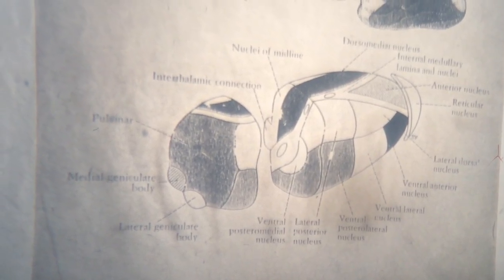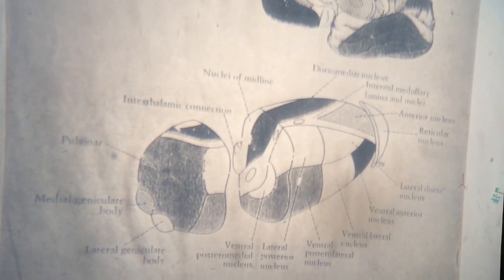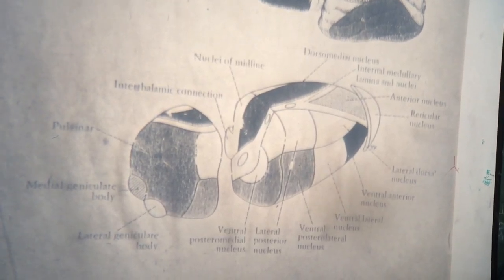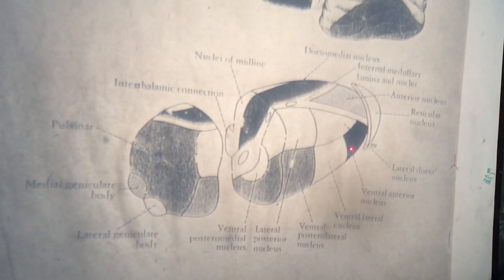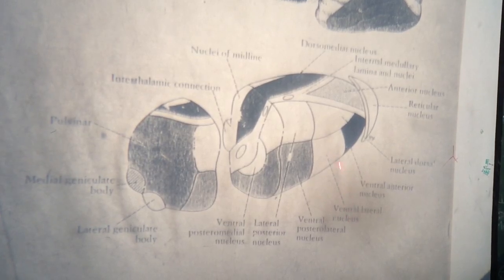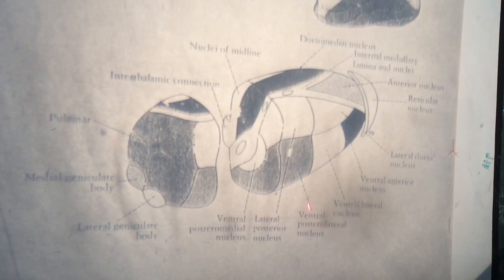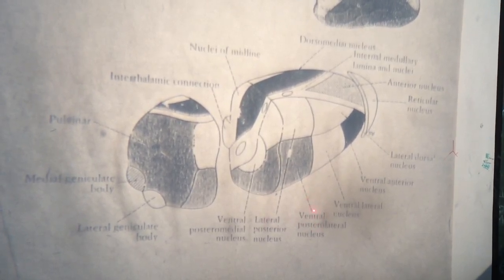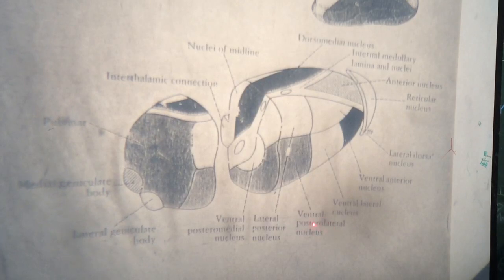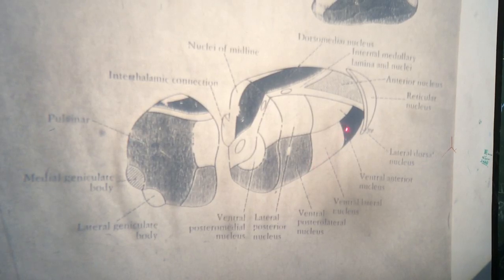Now we come to the ventral group of nuclei in the lateral part. These include the ventral anterior nucleus, ventral lateral nucleus, and ventral posterior nucleus.